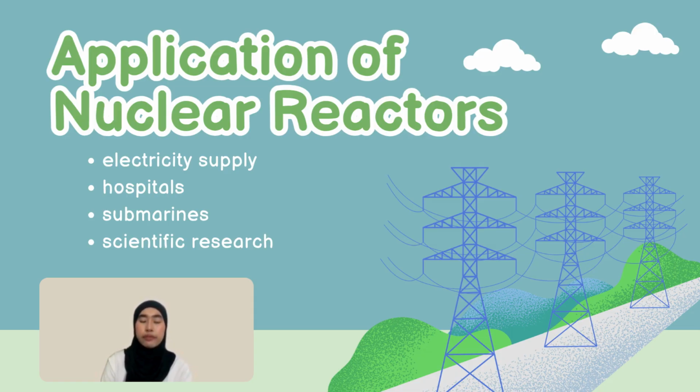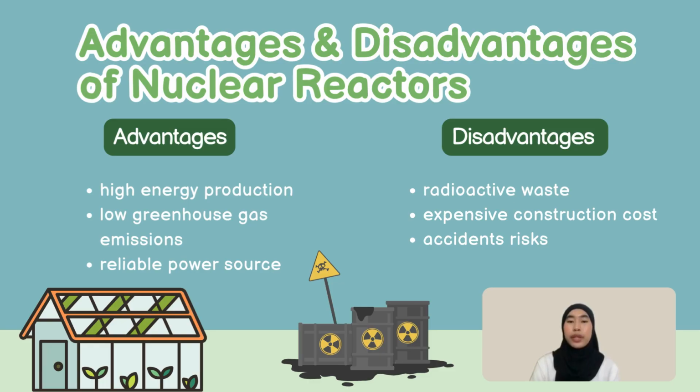Next, I will explain about the advantages and disadvantages of nuclear reactor. Nuclear reactor have both disadvantages and advantages. First advantage is the high energy production. A small amount of nuclear fuel can produce a large amount of energy compared to fossil fuels.